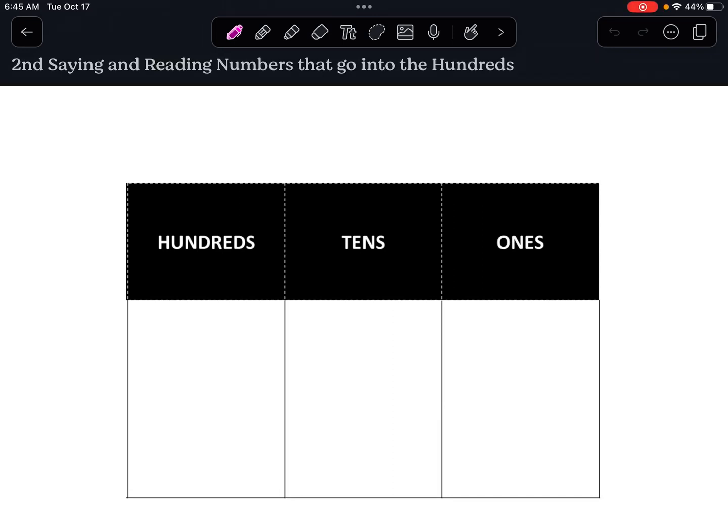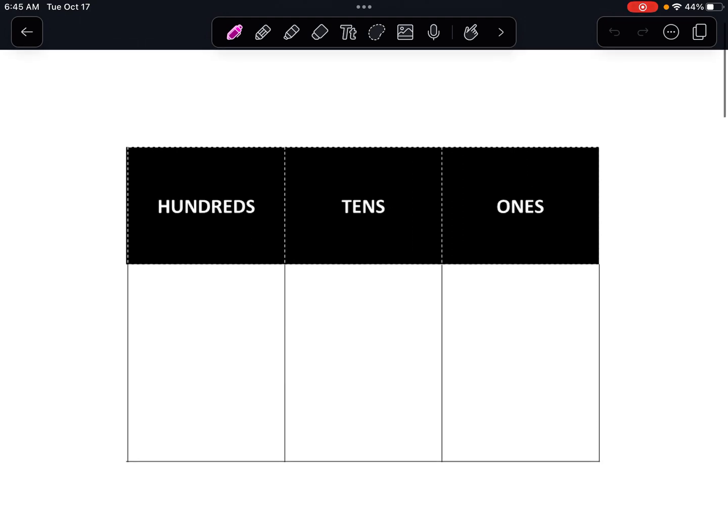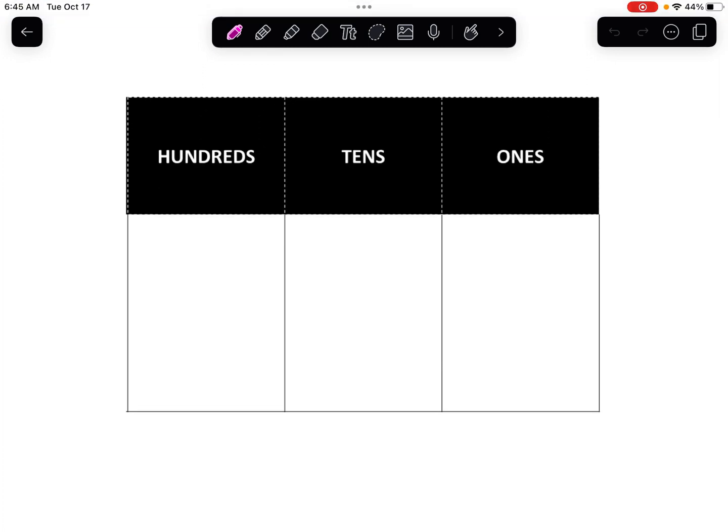Hello, young mathematicians. Today we're going to talk about reading and saying numbers that go into the hundreds. It's something that we talked about in our last class, and I want to make sure that as we continue down the road through second grade and into third grade, that we have a strong understanding of what place value is for numbers that go into the hundreds.